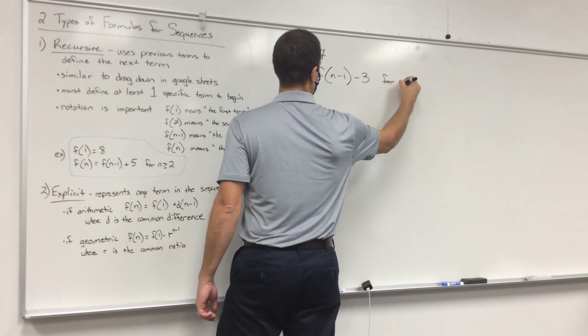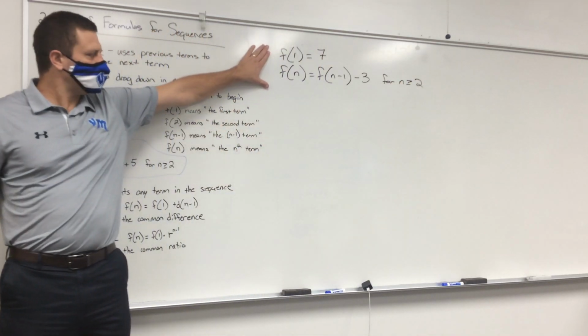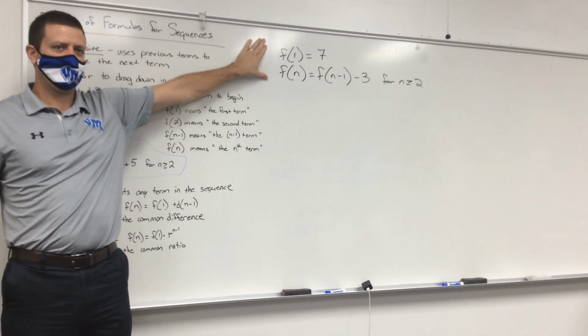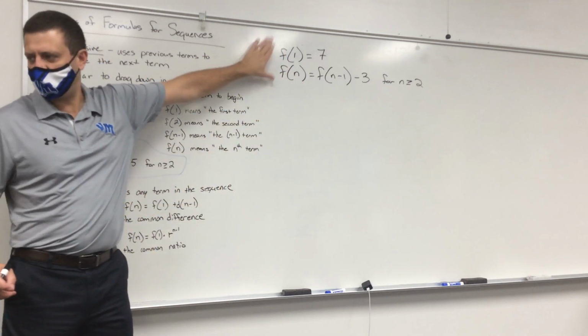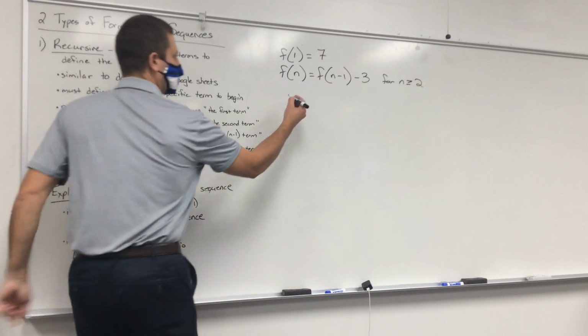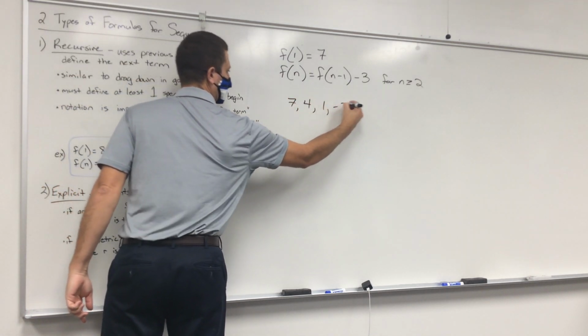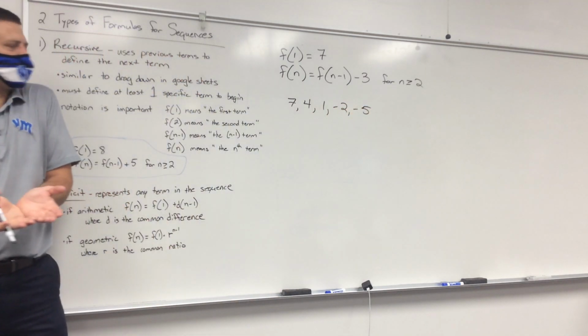Is this how they all work? Yeah. It will always be like f of n equals f of n minus 1. So if I write this, and I say, give me the first 5 terms in this sequence, what would they be? 7, 4, 1, negative 2, negative 5. Nice job. How did you know to start with 7?